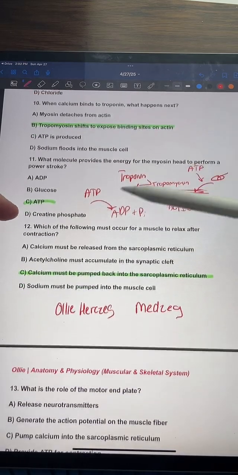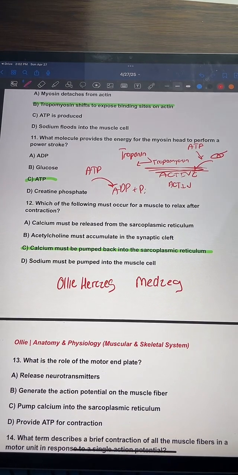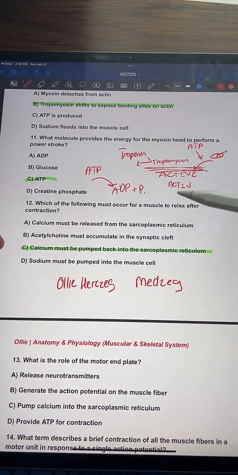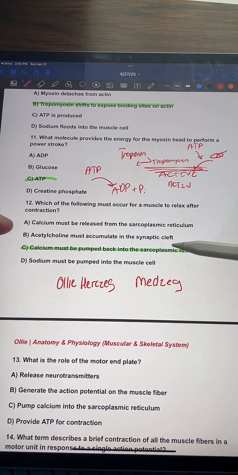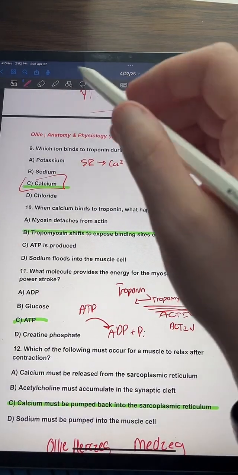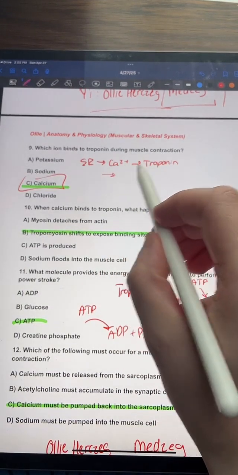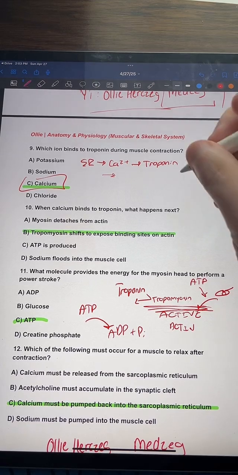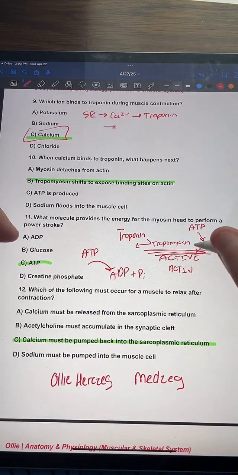So let's talk about this. I'll just restart the explanation. Which of the following must occur for a muscle to relax after contraction? The answer was C. Calcium must be pumped back into the sarcoplasmic reticulum. Why does calcium need to be pumped back for the muscle to relax? The SR releases the calcium, and that binds to troponin. Troponin moves tropomyosin out of the way off of the active site so the myosin head can bind to it, and then that pulls it towards the center of the sarcomere. That's what the contraction is.